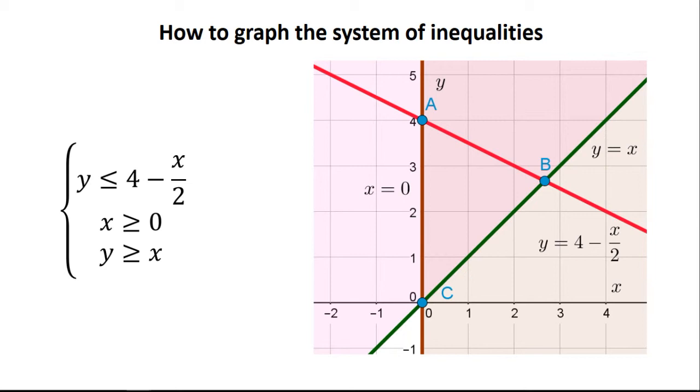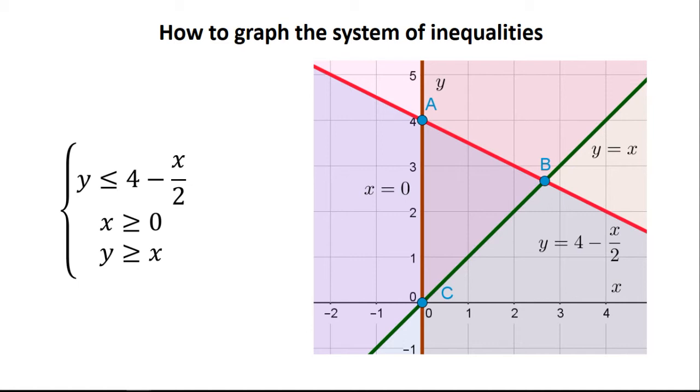And look again at the first inequality. The sign is less or equal to. That means that the required area is below the red line. And of course, it also includes the red line itself. So the final question is, where is the area of the plot which includes all of the points that we can use for every inequality in the system?